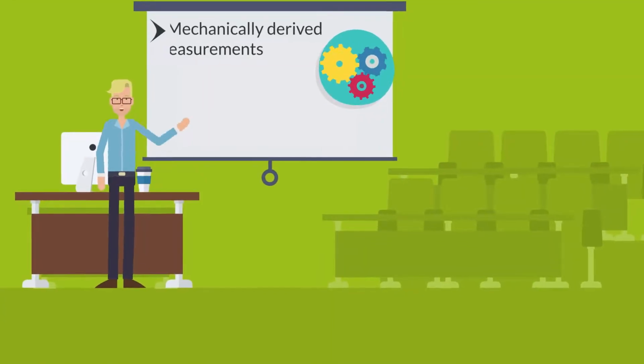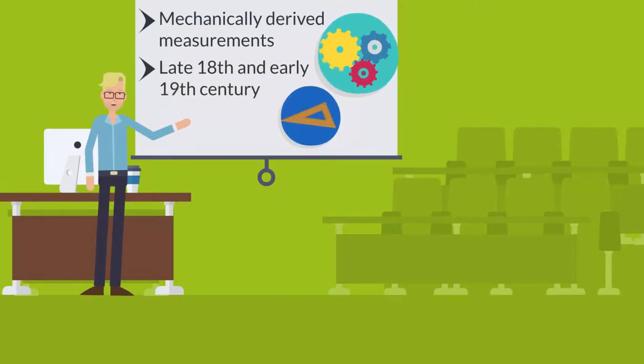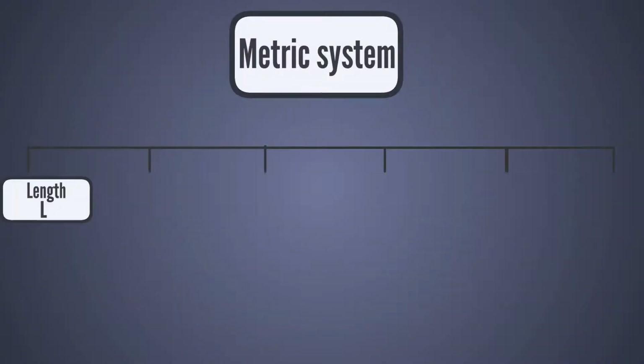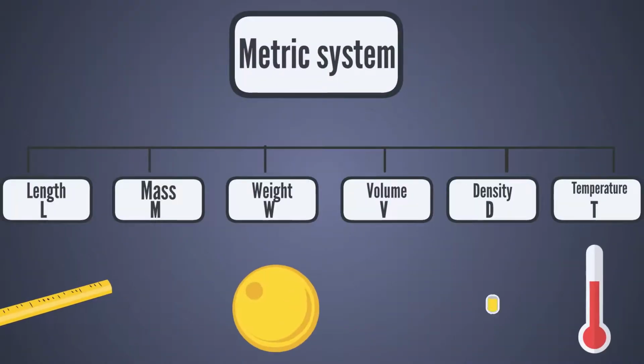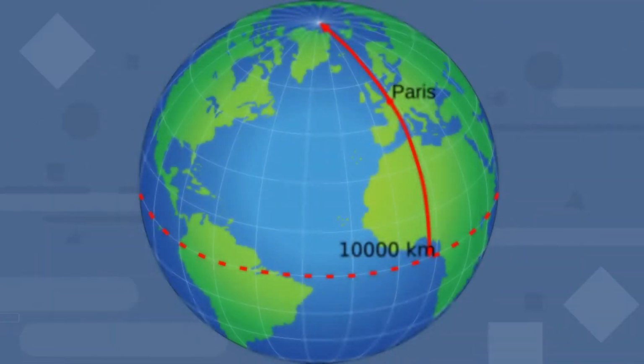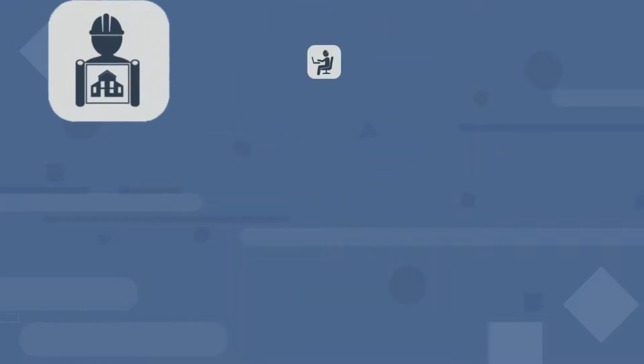Mechanically derived measurements of length were not formally defined until the late 18th and early 19th century by the French and English. The French developed the mechanically derived metric system. The meter was originally defined as a 10 millionth section of the arc between the equator and North Pole through Paris, as determined by mechanical surveying instruments.